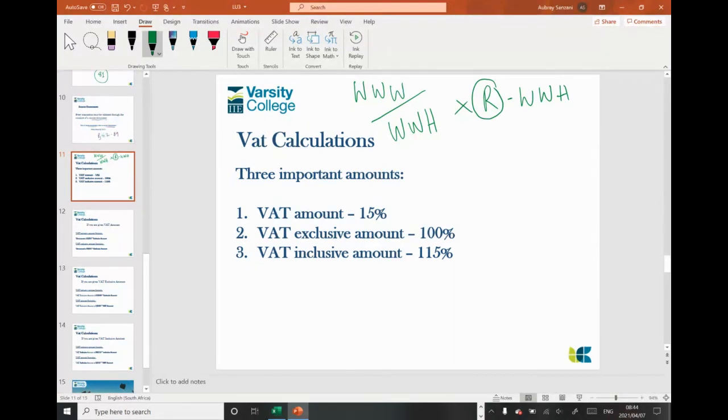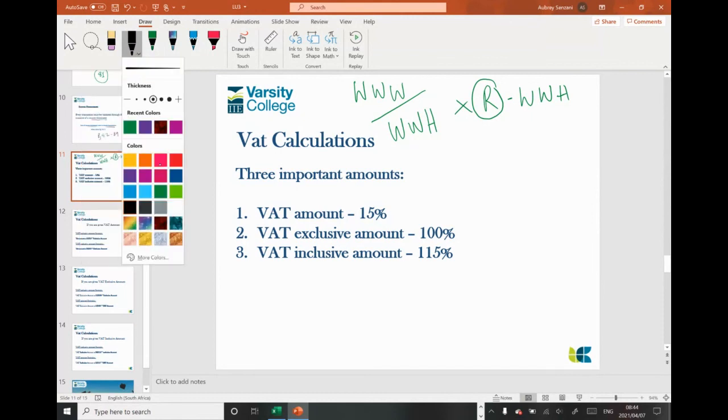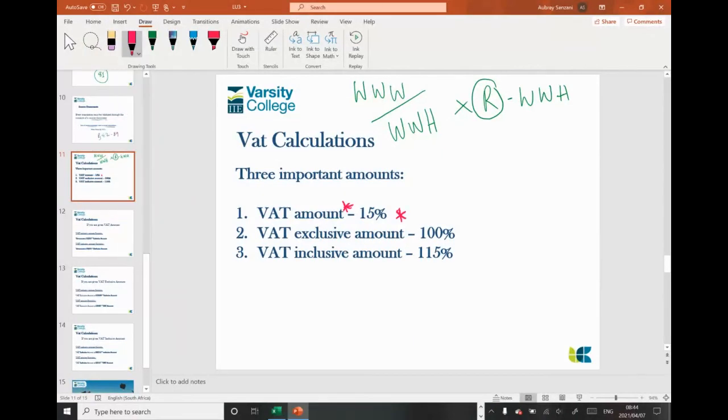That is the formula we will be applying, and this is why I was saying if you learn this now, it'll be easier moving forward. We know that the VAT is 15%. That's what we need to take away. Now the VAT exclusive amount, in other words our price exclusive of VAT, is 100%.